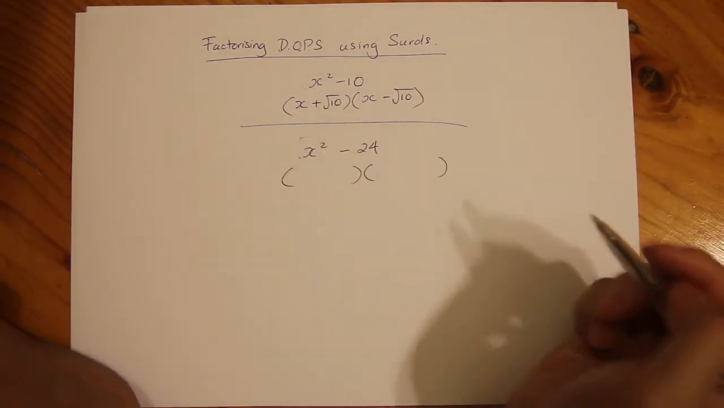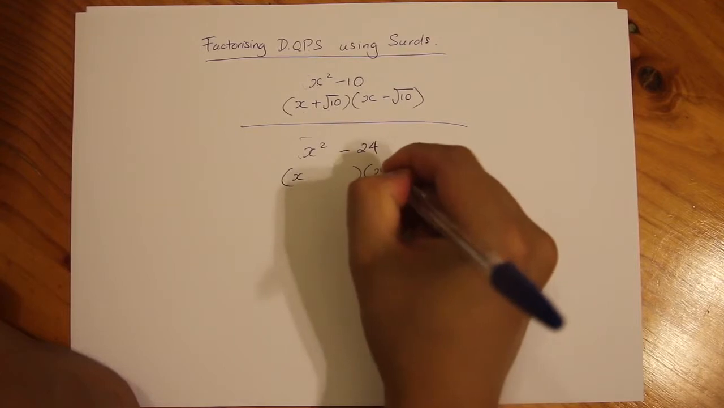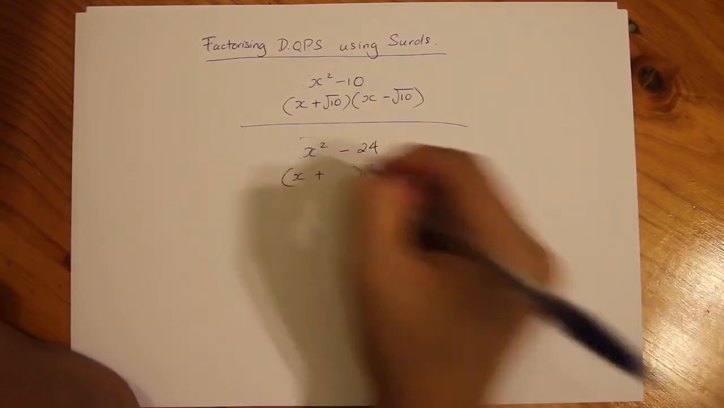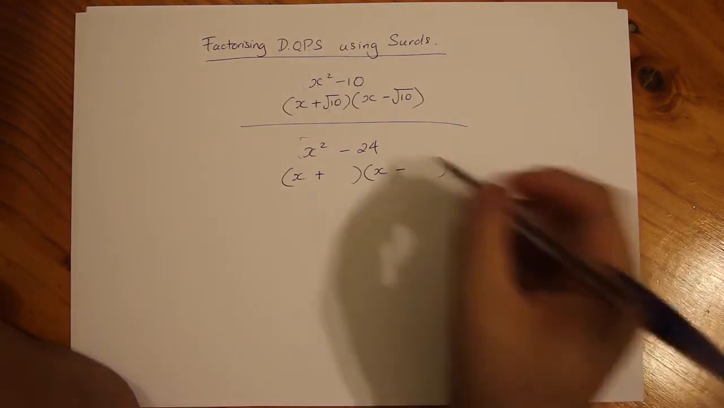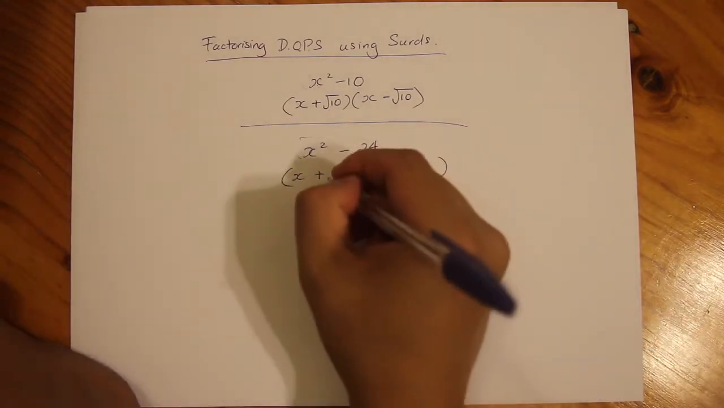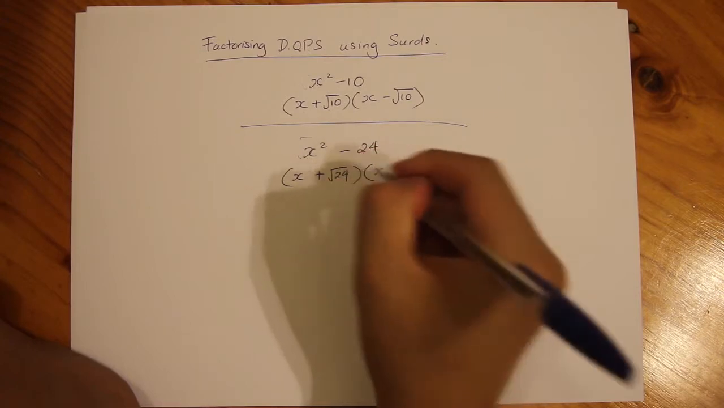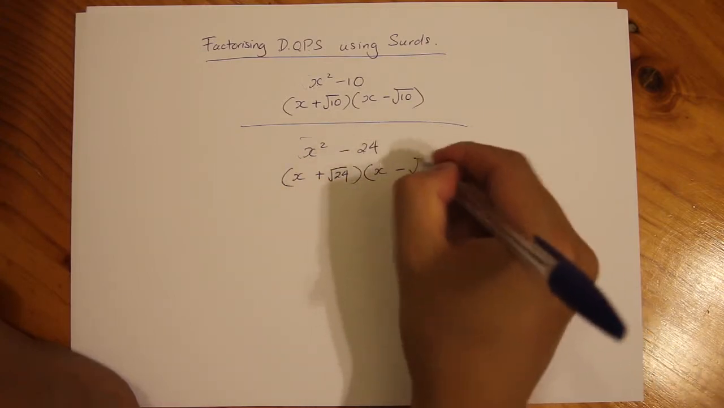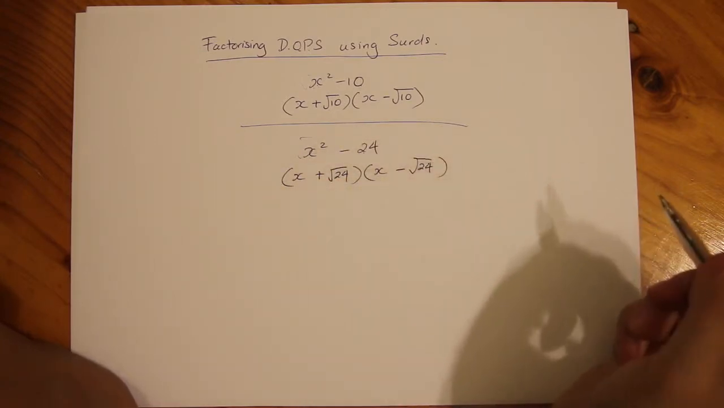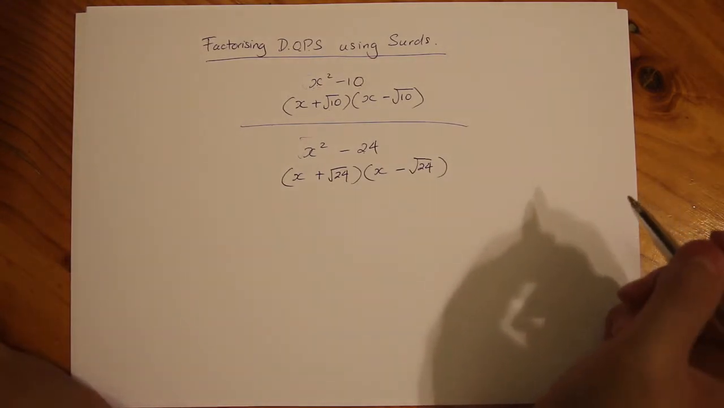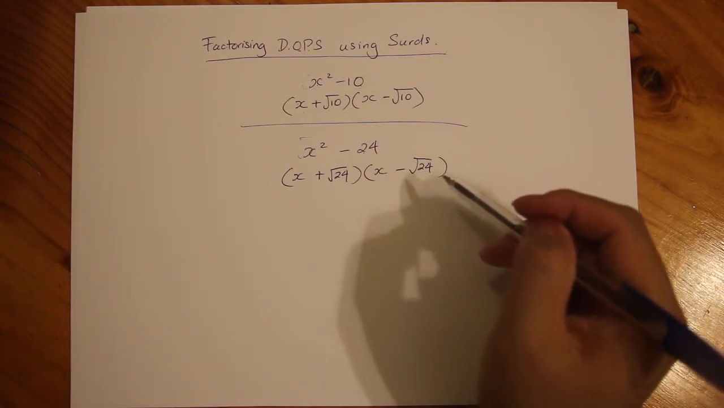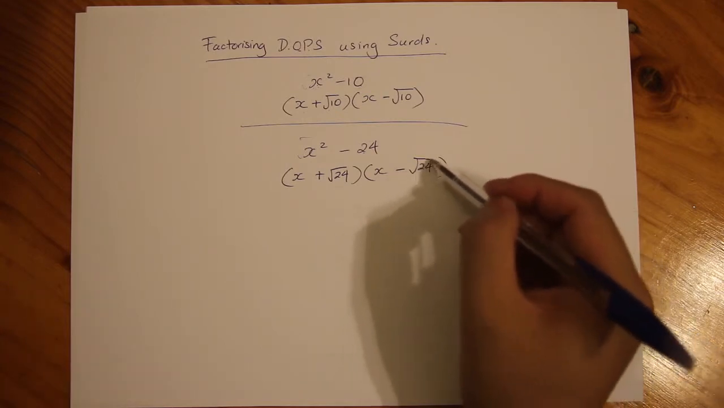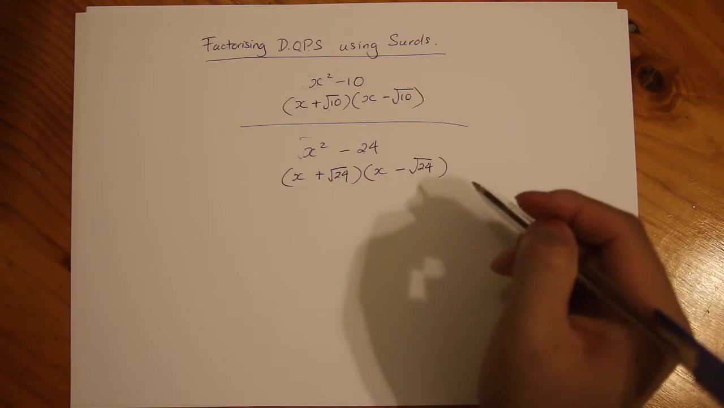The square root of x squared is x. So that's totally fine. One is going to be positive, one is going to be negative. Now we can put the square root of 24 and then the square root of 24. We've turned it into a surd. But what's happening here is that the surd in itself is not in its simplest form.